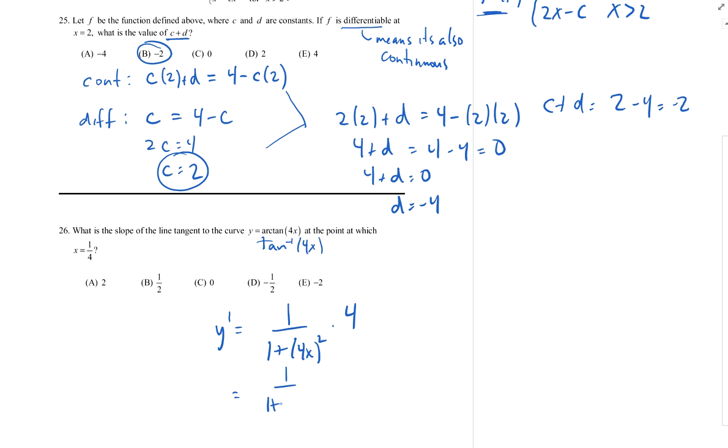That's 1 plus 16x squared times 4, so that's going to be 4 on the top. And when x is 1/4, plug in 1/4: 1 plus 16 times 1/4 squared, which is 1 over 16, which is 4 over, those cancel, so you get 1 plus 1 is 2, which is 2.